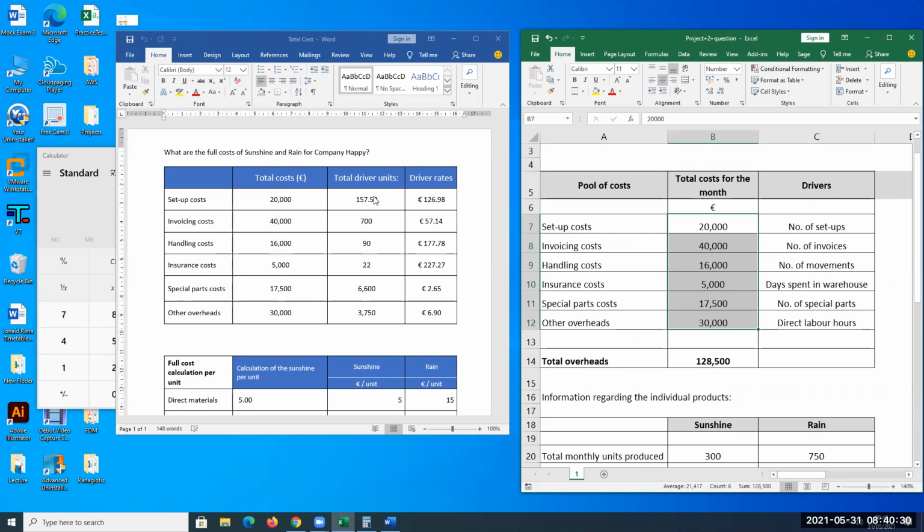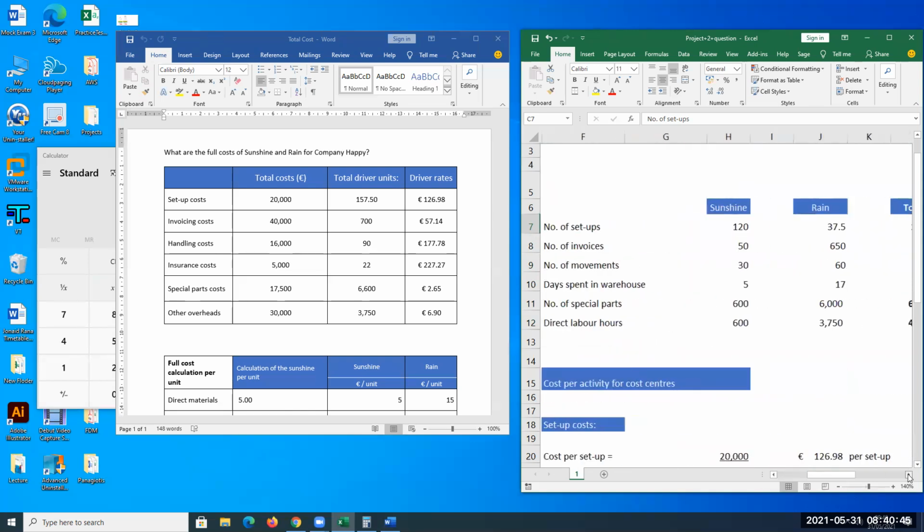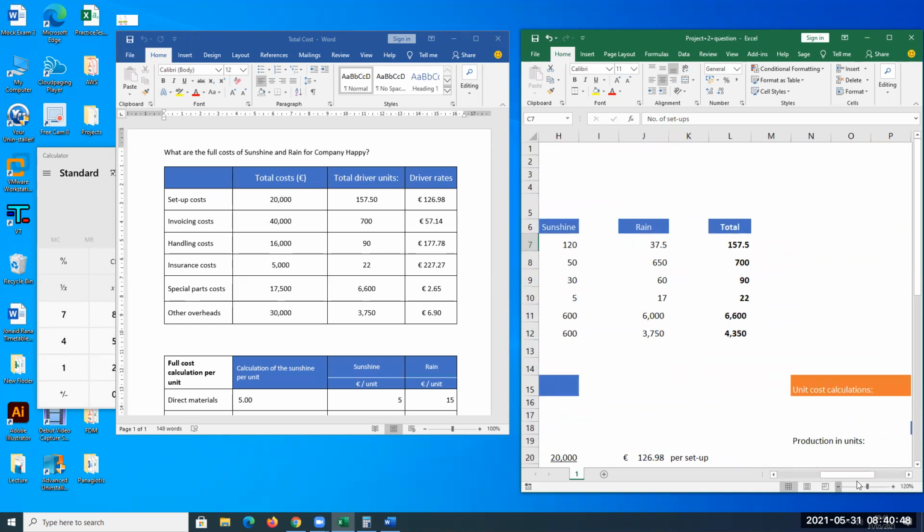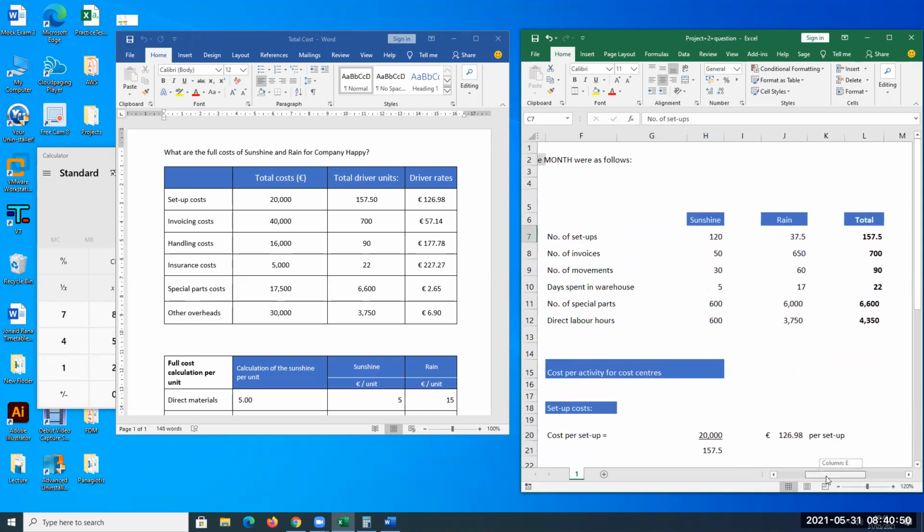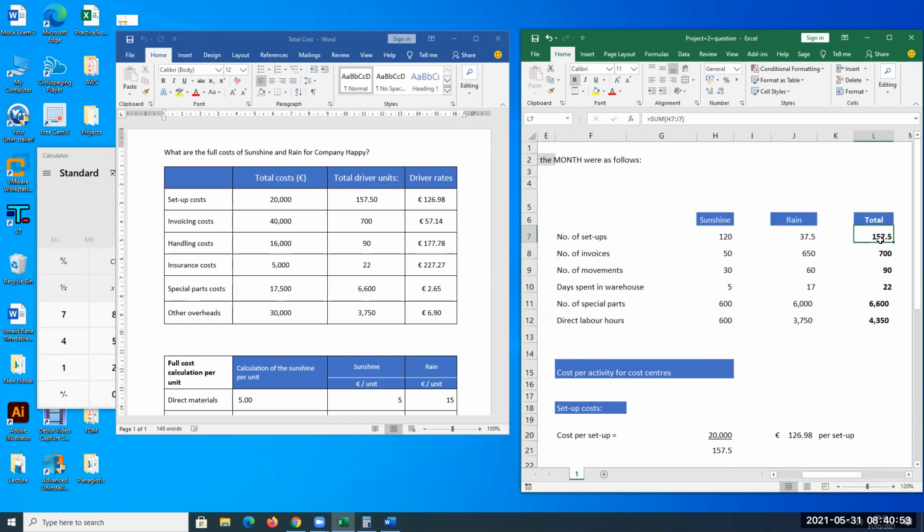And now they're saying, what are the total driver units? So the total driver units means, for the setup cost, the driver is the number of setups. So what is the total number of setups? The total number of setups we calculated here. So 157.50. Okay, I can put one more zero here. 157.50 is here. 157.50 for invoicing. The cost driver was number of invoices.